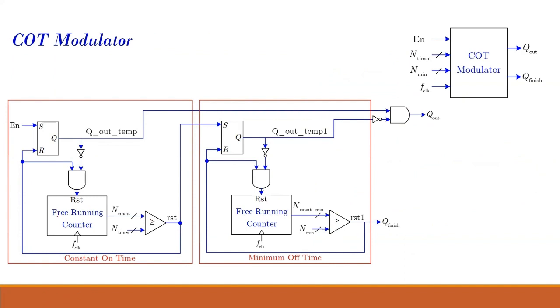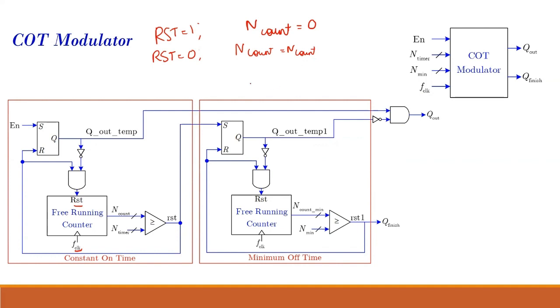So this is a free running counter. What is a free running counter? It has 2 things: an F clock and a reset. If your reset is 1, then your end count value should be equal to 0. If your reset is 0, then your end count value will remain at the value of end count.